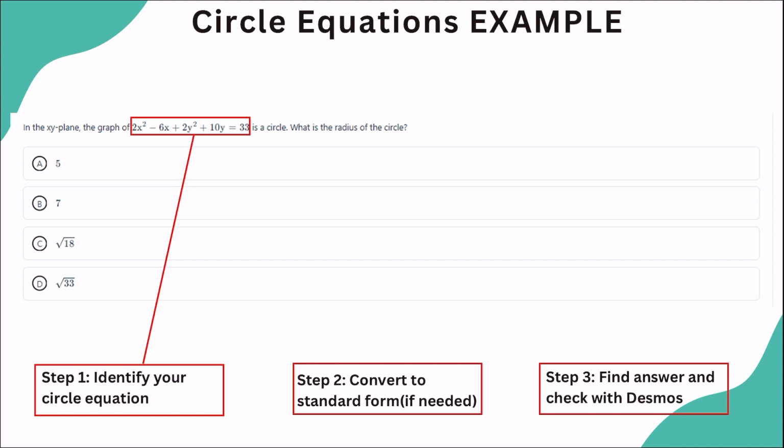So it's really tempting to see here the 33 and just want to square root it and pick D, but this is not correct because we're not in standard form, so we can't do this yet. And so that means D is wrong. So I'm going to start by factoring out 2 from the left side of the equation, which will leave us with this.